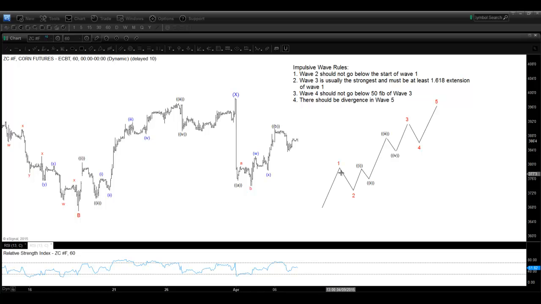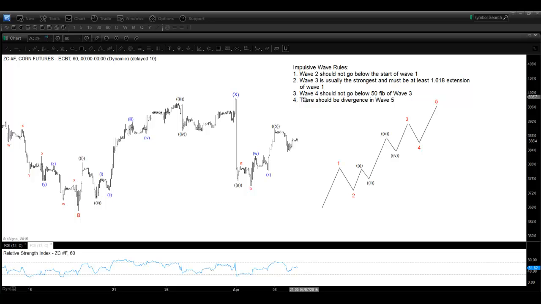So if you measure wave 1 and you project it from wave 2, this one should be at least 1.618 of wave 1. Now if you measure this and you find that wave 3 is only equal to wave 1, so for example it's 1 and 2 and then wave 3 ends here, then that's not an impulsive wave, that's 3 corrective waves. So wave 3 here needs to have at least 1.618 Fibonacci extension of wave 1.